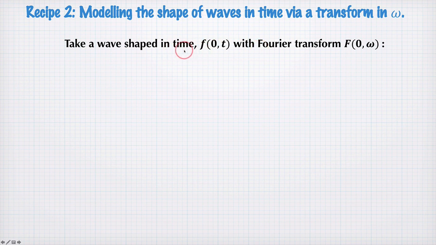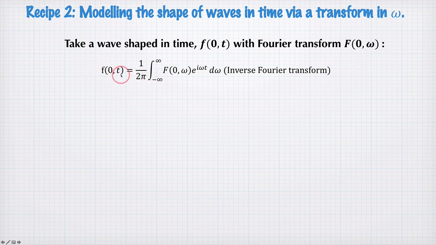So in this case, we're going to do a transform from t to omega. So we're going to model the shape of the waves in time via a transform in omega. So starting at x equal to 0 and transforming to omega, we can write that the function of time at x equal to 0 is given by the inverse Fourier transform of this Fourier domain function integrated over the kernel e to the i omega t d omega. So exactly the same formulation as before, but instead of using k's and x's, we're using t's and omegas.